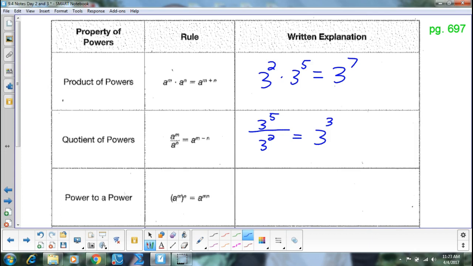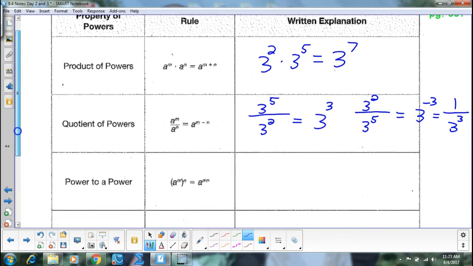The question came up earlier today, what if these are reversed? 3 squared divided by 3 to the 5th. What about in that case? So this then would become 3 to the negative 3 power, which would be 1 over 3 cubed. Okay? Still dividing, so when you're dividing, it's still top minus bottom. Okay?